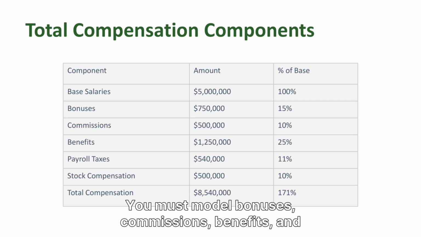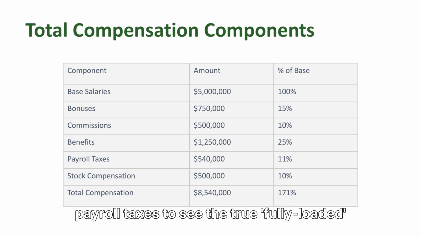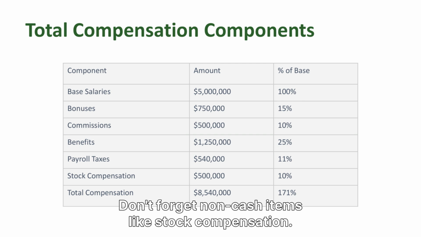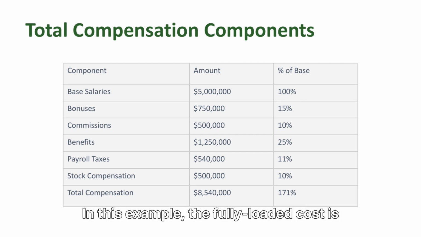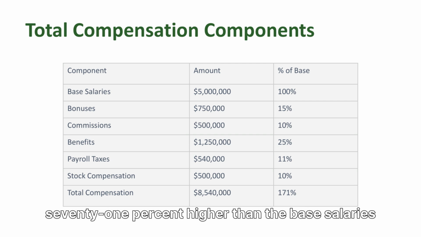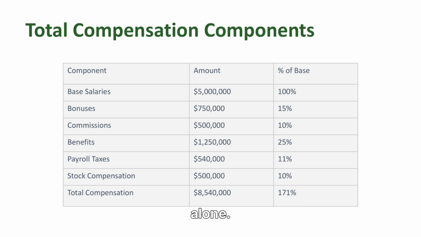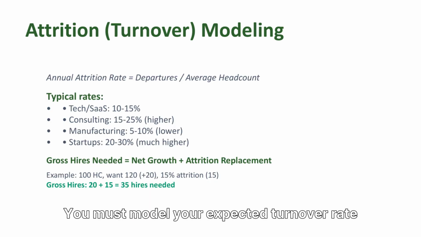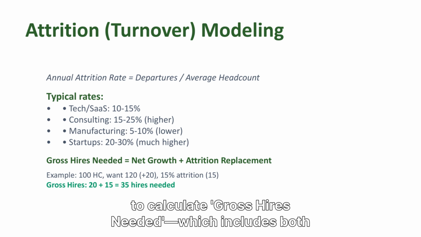You must model bonuses, commissions, benefits, and payroll taxes to see the true, fully loaded cost. Don't forget non-cash items like stock compensation. In this example, the fully loaded cost is 71% higher than the base salaries alone. Attrition is inevitable. You must model your expected turnover rate to calculate gross hires needed, which includes both growth and backfilling roles.